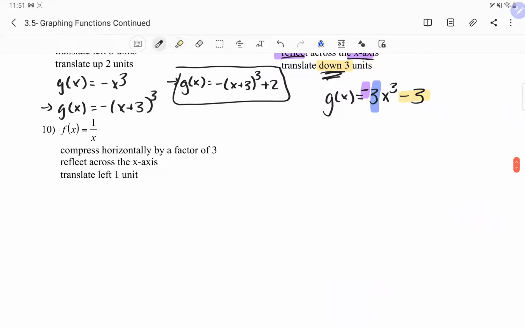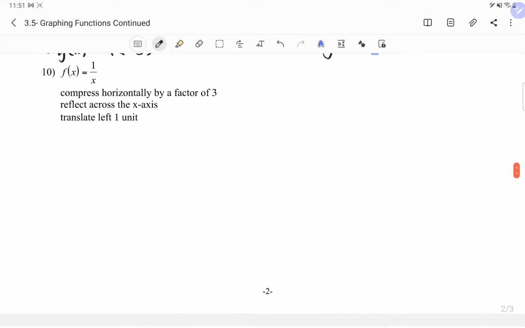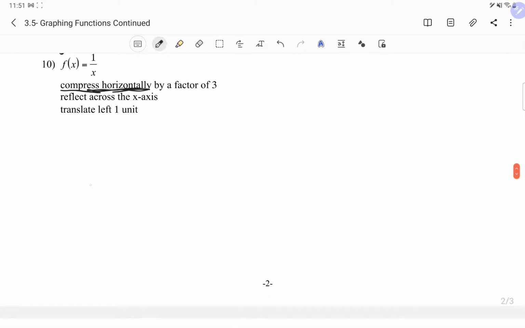All right. So last one of these is going to be asking for us to take a look at a reciprocal function. So this time we're going to compress horizontally. So again, horizontal affects just the x value. So this would be 3x on the bottom. Reflect across the x-axis. So x-axis is going to affect the outside, right? And then translate to the left 1 unit. So this x on the bottom then becomes x plus 1.